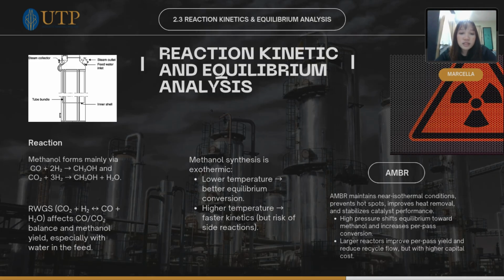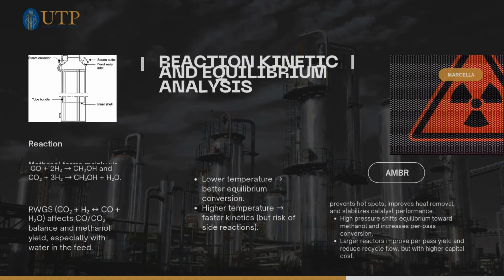Larger reactors further improve per-pass conversion, although they increase the capital cost and the benefit eventually levels off. Overall, balancing temperature, pressure, and reactor design is essential for maximizing methanol production.